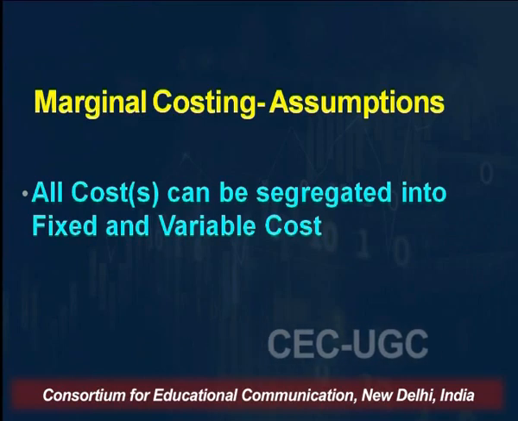So this is the first and the foremost assumption of this technique. If you are somehow not able to segregate your cost into two segments, what is fixed cost and what is variable cost, we cannot apply this technique of marginal costing. So in order to apply this technique in our decision making process, we should be in a position to classify our cost into fixed and variable cost. If you are not able to segregate your cost into fixed and variable, you cannot apply this technique. So the first condition is that you should classify your cost into fixed and variable.